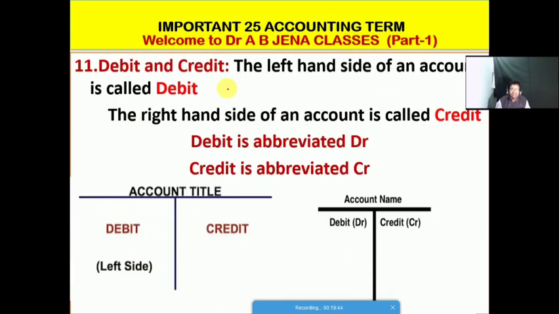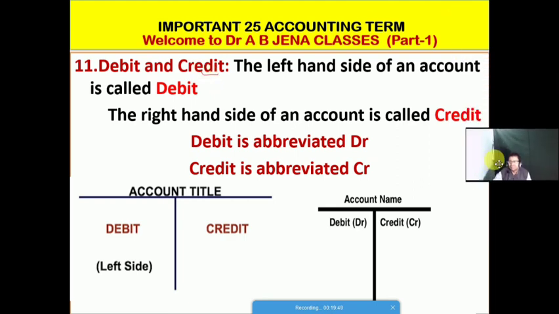So the next one is debit and credit. In an account, there are two sides, just like the letter T. It has the left hand side and the right hand side. The left hand side of the T is the debit, and the right hand side is the credit. So the left hand side of an account is known as the debit side, and the right hand side of the account is known as the credit side.